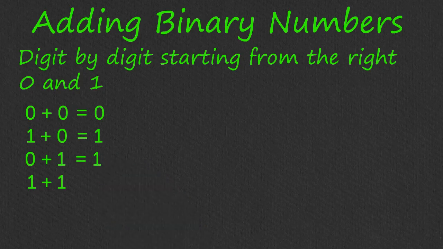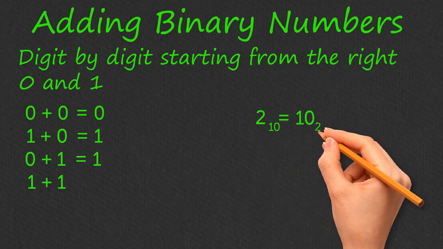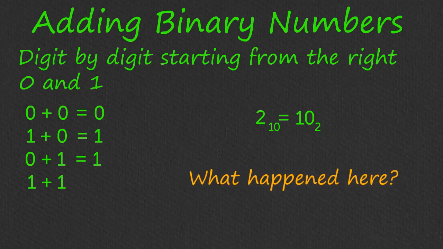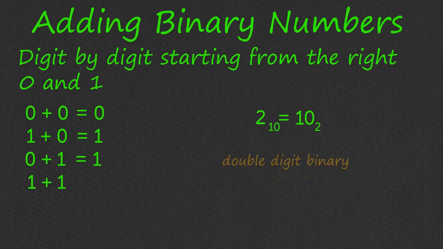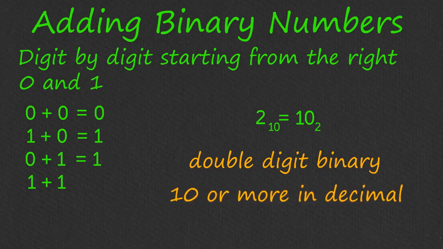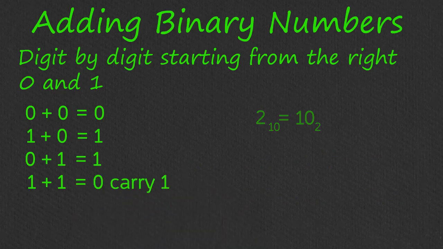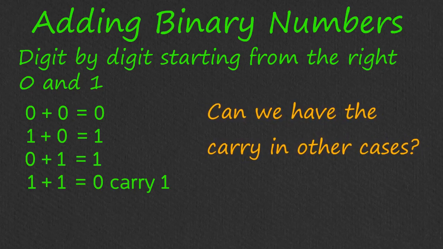Now, when adding 1 and 1, the solution should be 2. However, we do not have digit 2 in the binary number system. What is more, when you express the decimal 2 as a binary number, it is 1, 0. What happened here? Well, we ended up with a double-digit binary number when we added together the single binary digits of 1 and 1. This is the equivalent of reaching the sum of 10 or higher in decimal. So this is the case when the carry will turn up in binary. At the single digit level, we would write down 0 and carry 1 to the next column to the left. Well, can the carry turn up in any other cases?